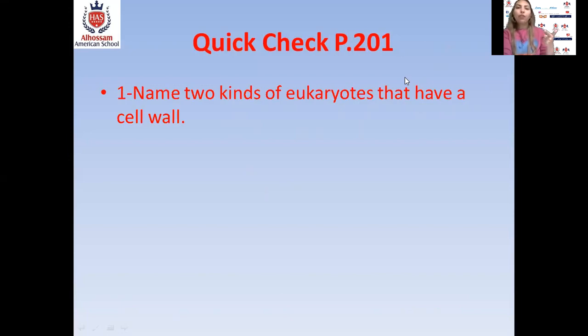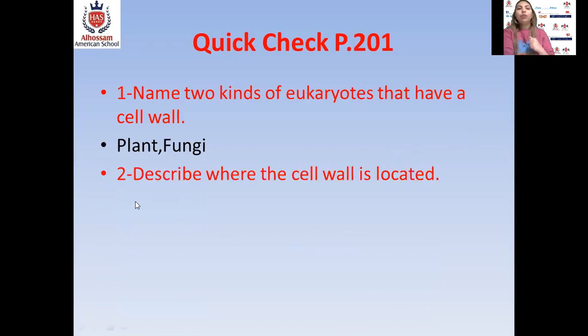Okay, and number 2. Eukaryotes that have a cell wall are plants, okay? Plants, bacteria, and some fungi. So, as you said, the plant and fungi, you can add bacteria. Number 2, describe where the cell wall is located. Where is the position of the cell wall?